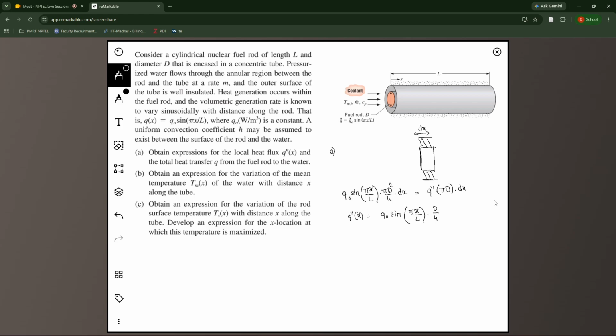Right, this is fairly straightforward. So the only assumption that we are making here is neglecting the conduction along the fuel rod. Otherwise, we also have to account for the conduction losses that are happening along the length of the fuel rod, which we are neglecting in this particular case.